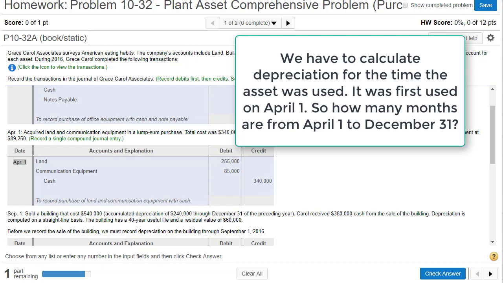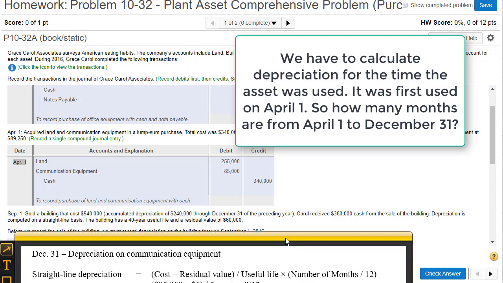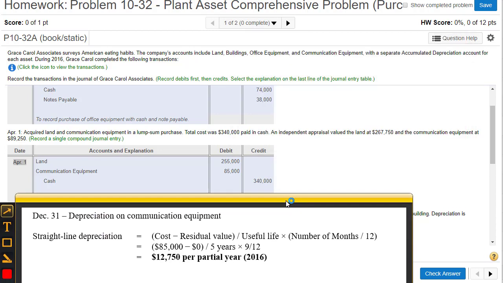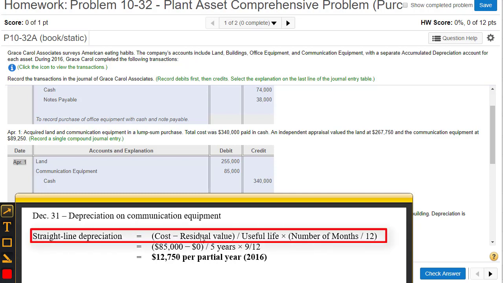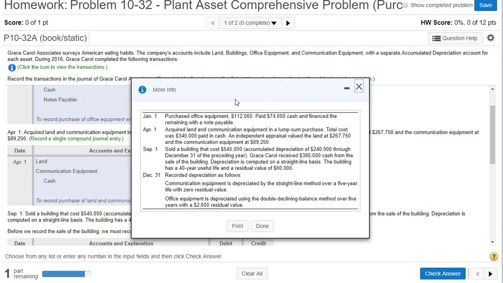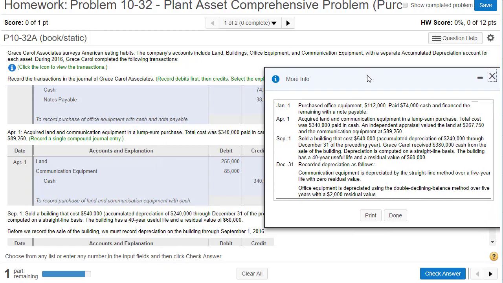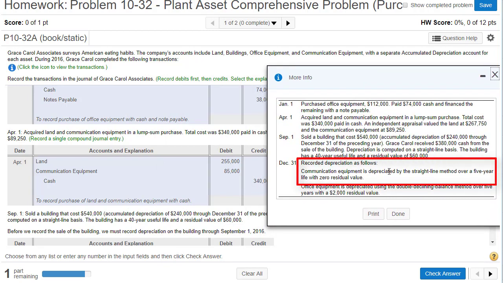So here's how we're going to calculate that. Remember, it said we're using straight line depreciation. So we need to know the formula in words. The formula in words is cost minus residual value divided by the useful life times the number of months used during the year divided by 12. Well, the cost is $85,000. It said the residual value was 0. And if you want to see that information at the same time, you can bring it up over here. Straight line method over 5 years with a 0 residual value.